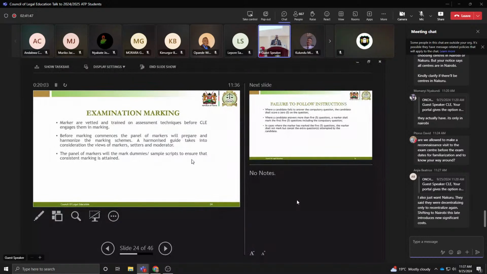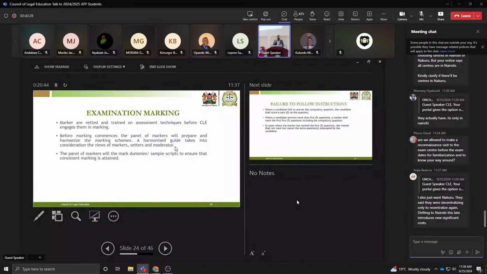It's important also to note that markers are vetted before we engage them, and also trained on marking techniques or assessment techniques. Now, when we invite markers to the venue, one of the things they have to do is to prepare a marking scheme. Now, setters prepared a marking scheme, right? So there's the first marking scheme, the setters' marking scheme or marking guide. Then the next one is the markers' marking guide.